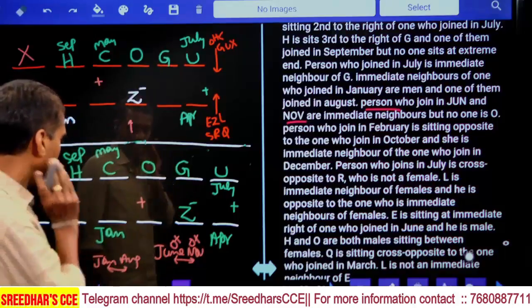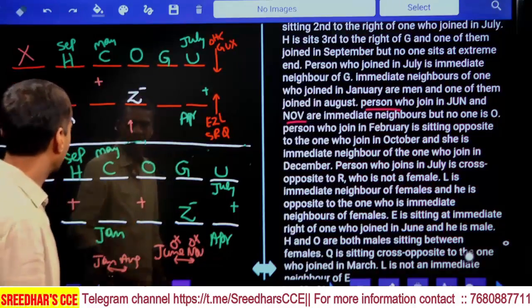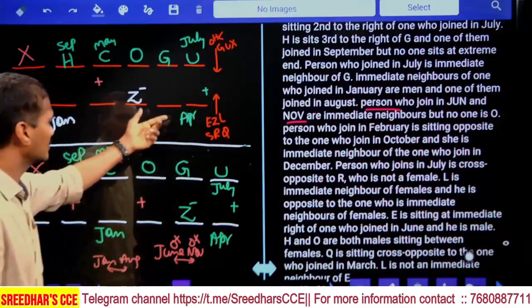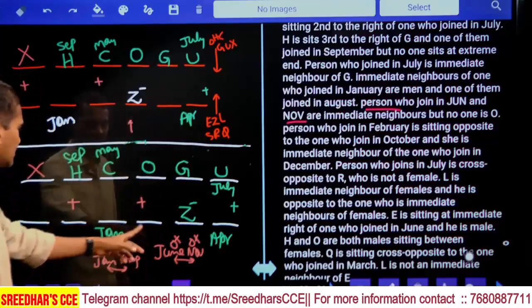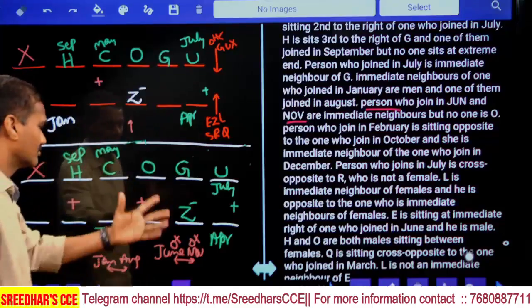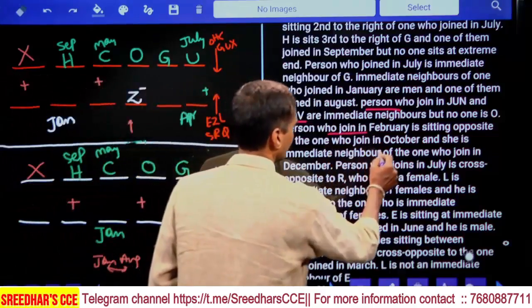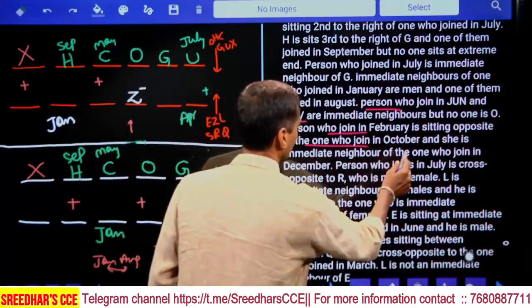June and November are adjacent. Jan and August are adjacent. If Jan and August are here, then June and November are there. Anyway, it is possible: Jan, August, June, November, any order is possible. And next one: the person who joined in February is sitting opposite to the one who joined in October.